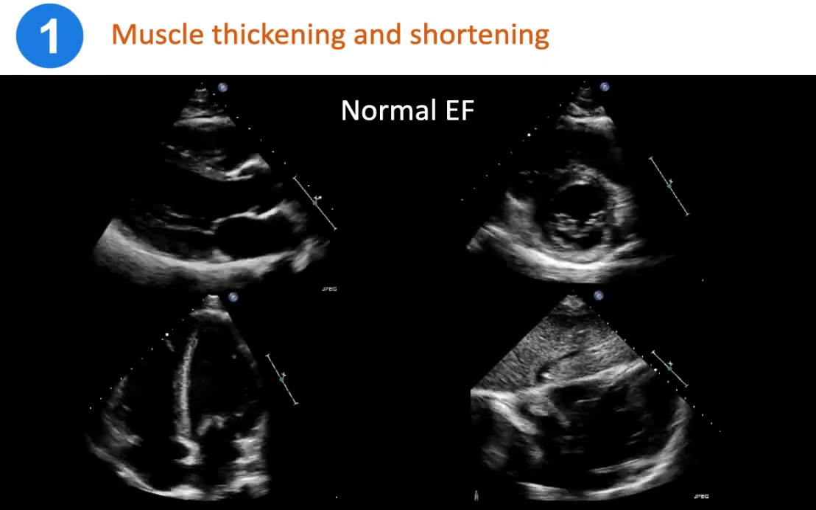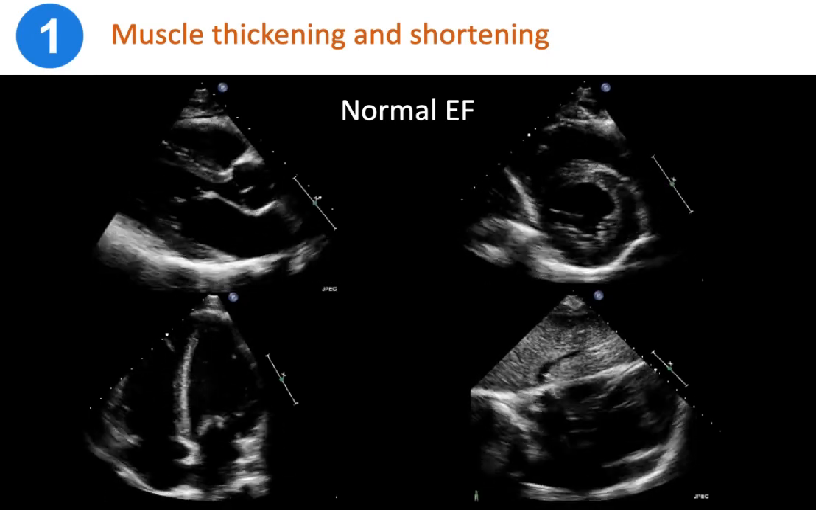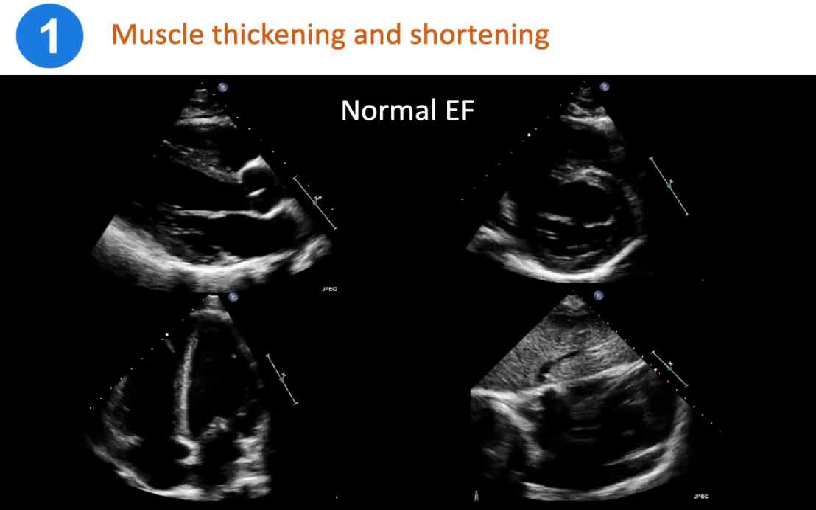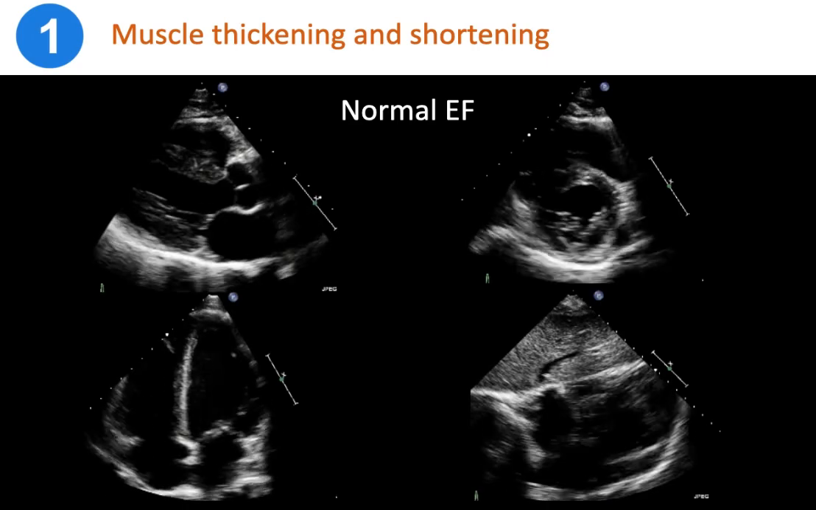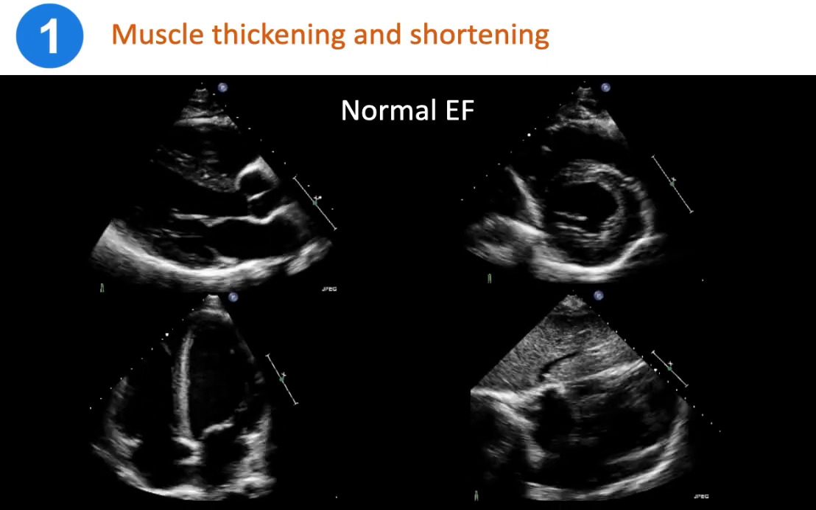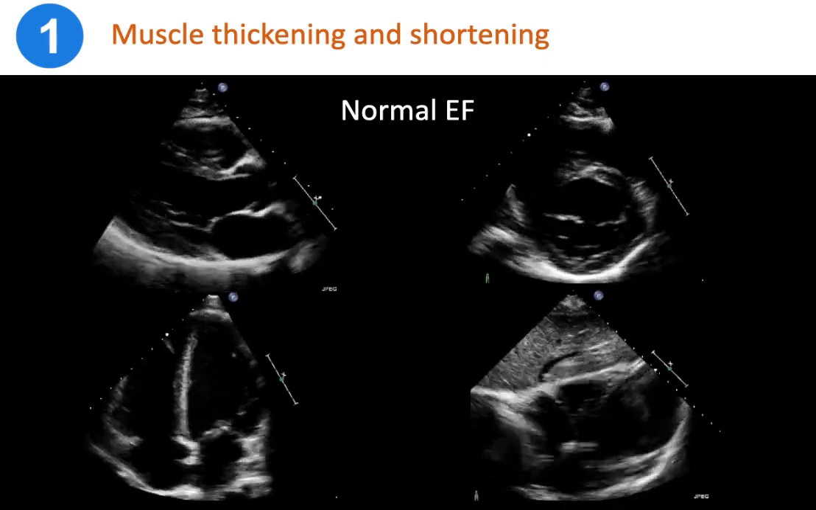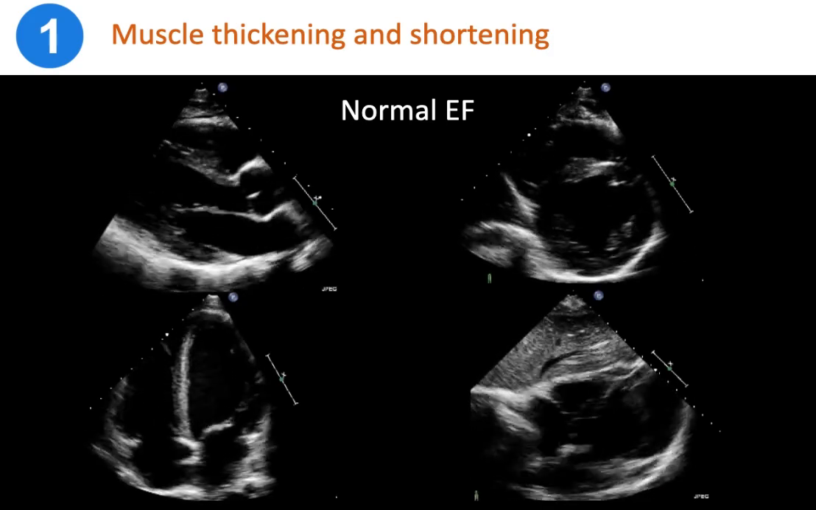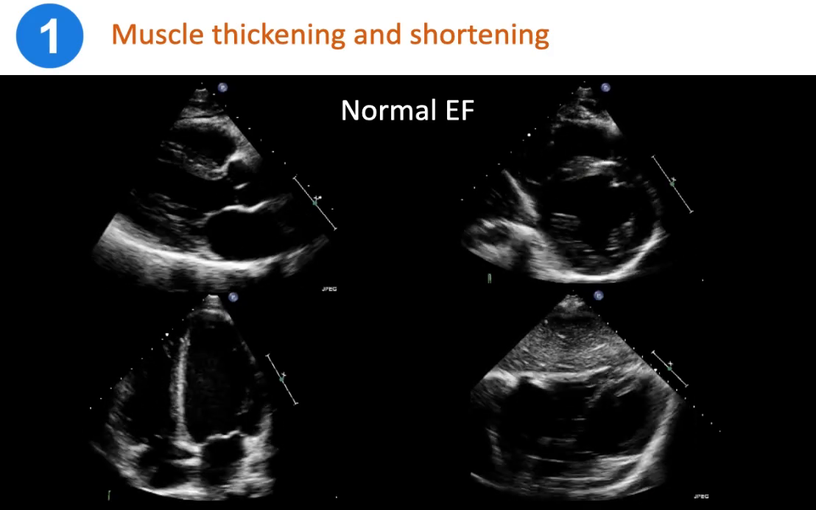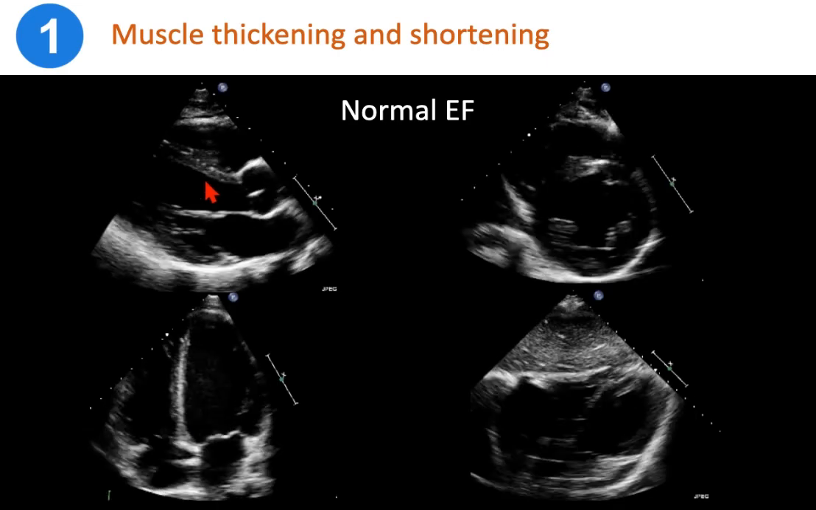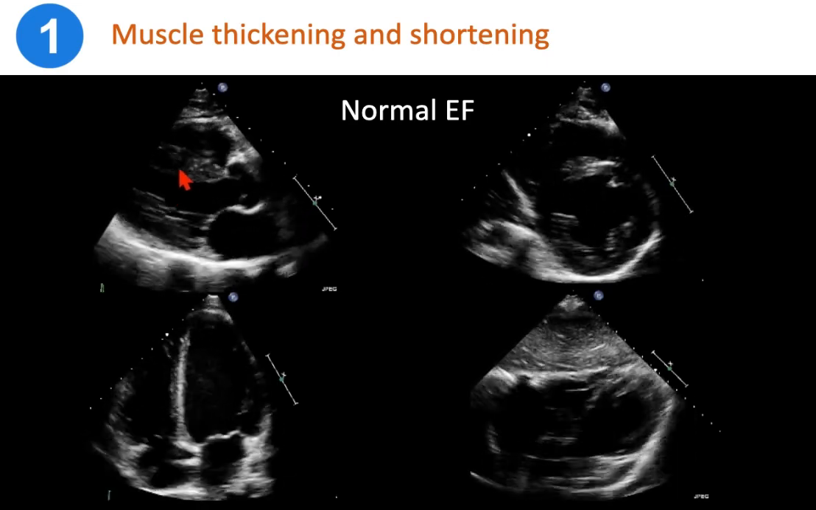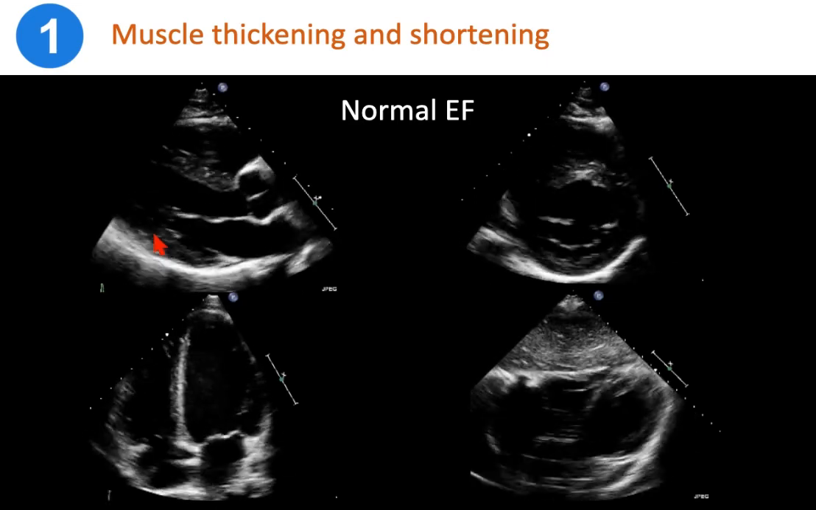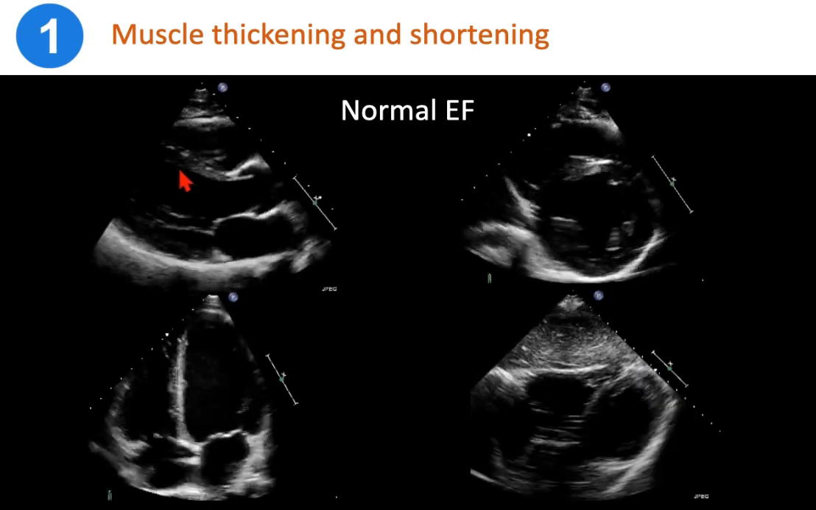In echo, a lot of structures are in motion. This can easily be perceived as contraction. What we need to look for is whether the myocardium is really contracting. And this is by assessing whether there is thickening and shortening of the muscles. In the parasternal long axis view, our eyes are interested in looking at the interventricular septum and the LV posterior wall. You can see the thickening and shortening of the muscles here.